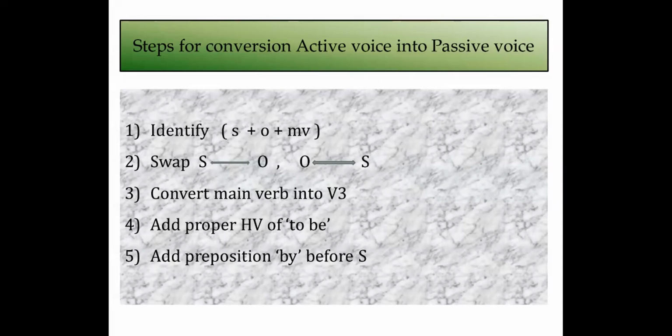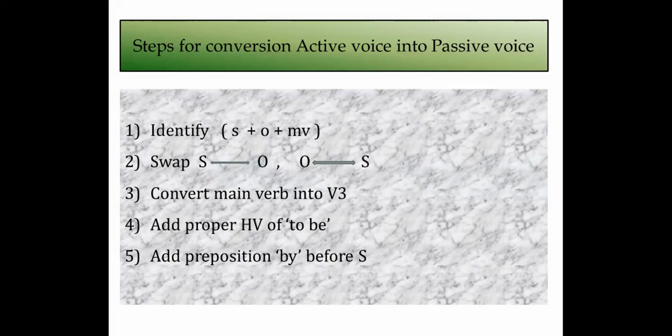Then, when we are changing active voice into passive voice, we have to swap, meaning SO and OS: where there is subject, we have to put the object, and where there is object, we have to write the subject. In active voice, first is the subject and last is the object. In passive voice, in the place of subject we take the object, and in the place of object we take the subject.